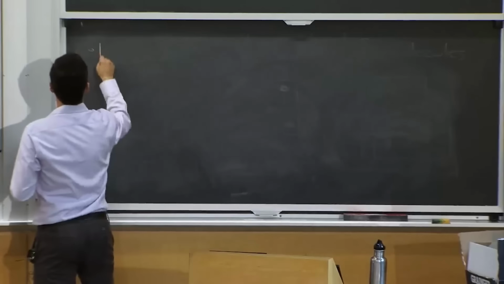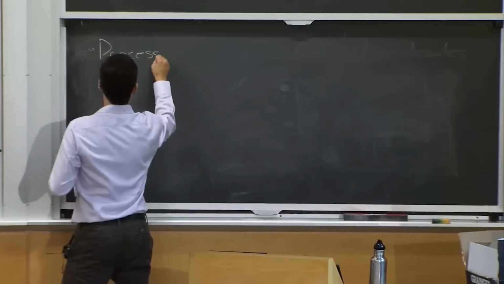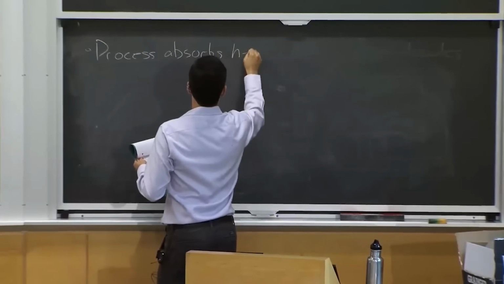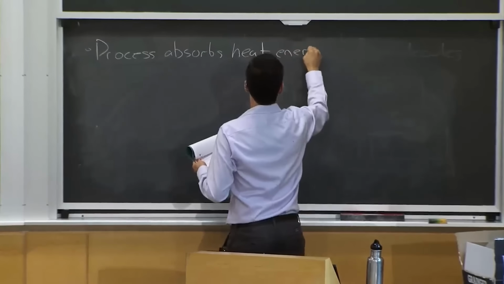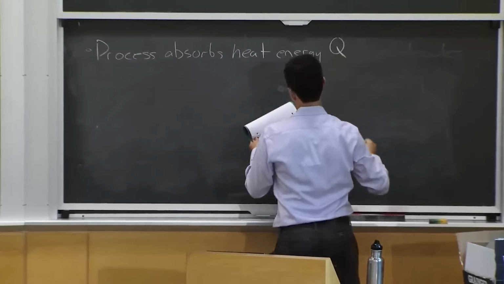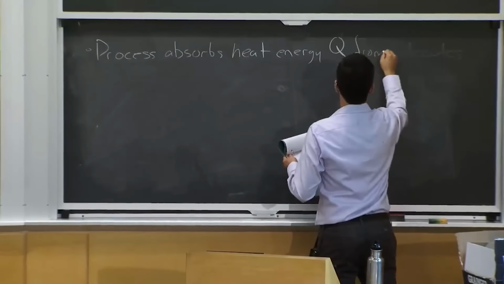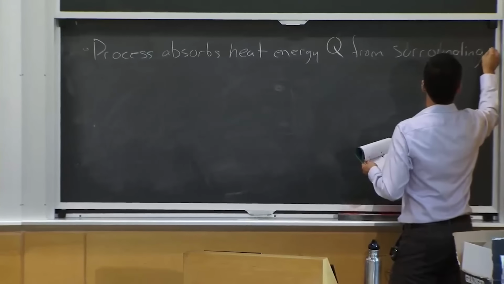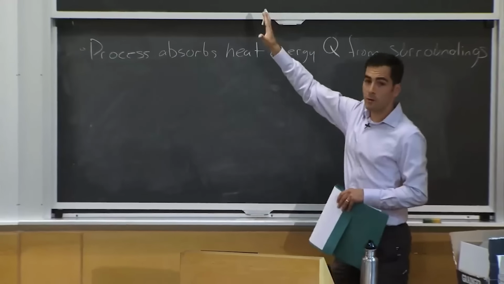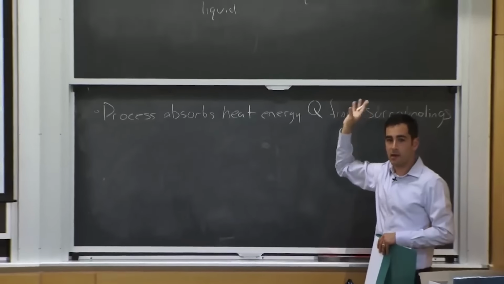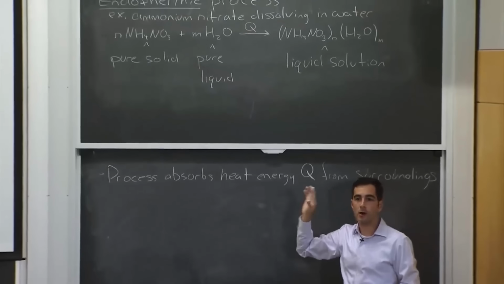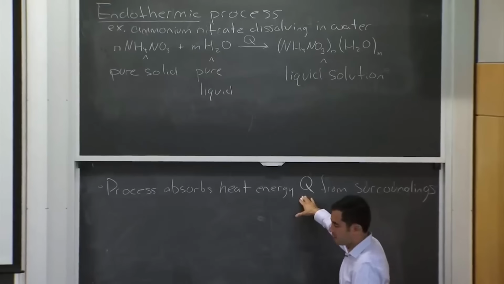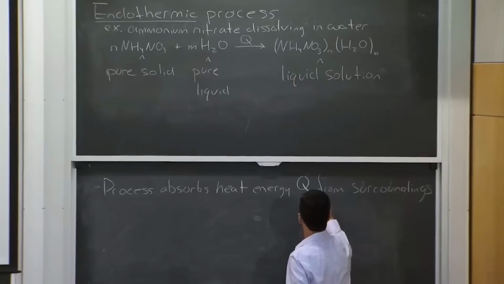OK, so this process absorbs a finite amount of heat from the surroundings. It's an endothermic process. So it absorbs an energy, Q, in units of joules, from the surroundings. Sometimes this is called the heat of solution.